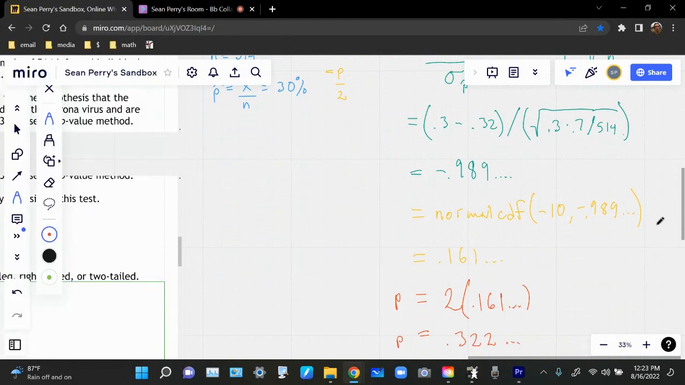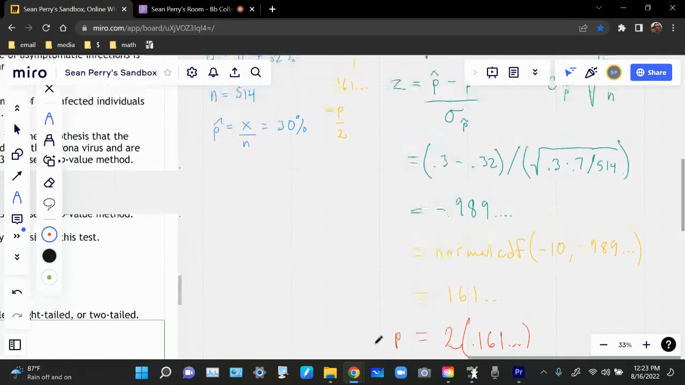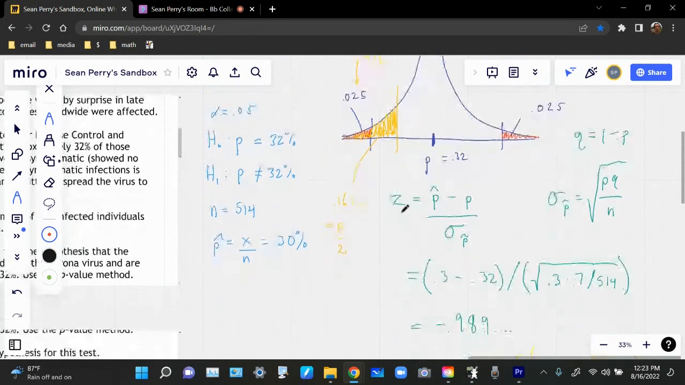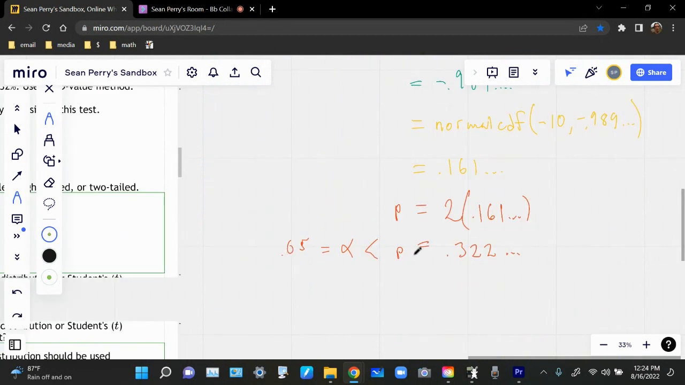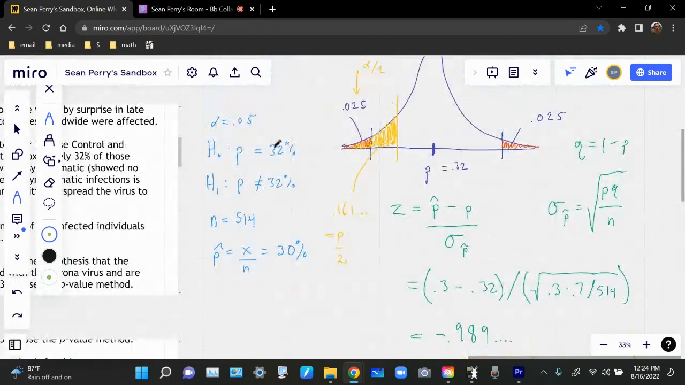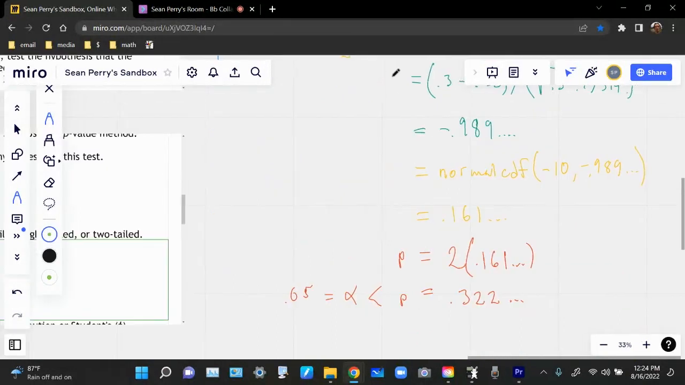And now we could compare this directly to alpha, which is given for this problem as 5%. The point of the p-value is to compare it directly to alpha. Now we notice that alpha is less than p, and this means that we are much closer, as you can see in the illustration, to the mean. We're not out here in the weird zone, we're over here near our mean. So this is something that we would get if the population parameter, p, was actually still equal to 32% as they claimed, right? We would expect to find something close. Okay, so let's see how we did.